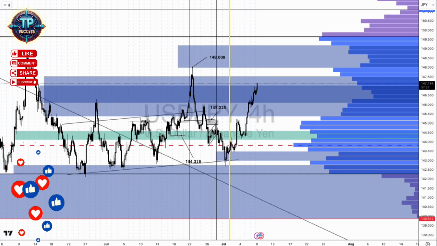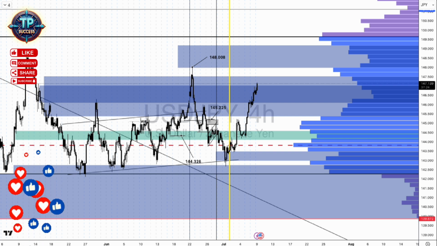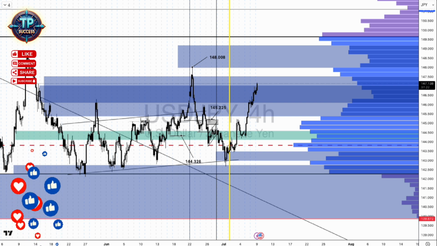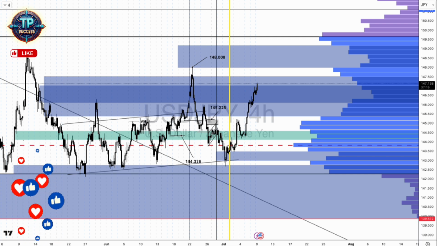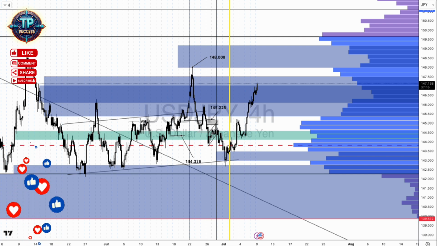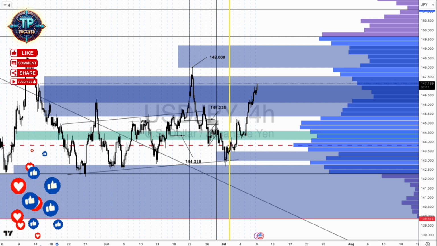Today, I will be discussing with you how I swing trade USDJPY using the volume profile as part of my technical analysis. So with that said, we're just going to get straight into the analysis, right?